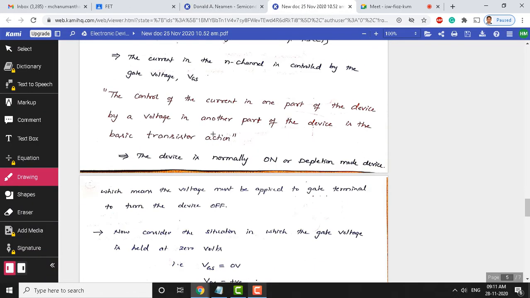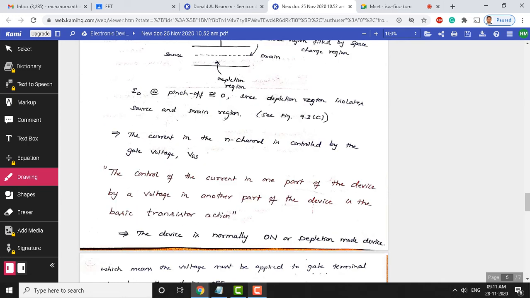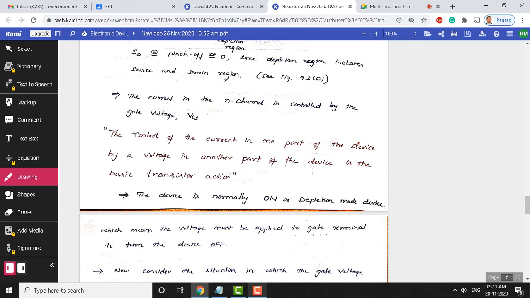Let me look at the material, and you need to understand here the transistor action. So far, what we have discussed can be summarized like this. We understood the transistor action. What is transistor action? Transistor action is nothing but the control of the current in one part of the device by a voltage in another part of the device. Control of current in one part of the device by varying voltage in another part of the device. This is the basic transistor action.